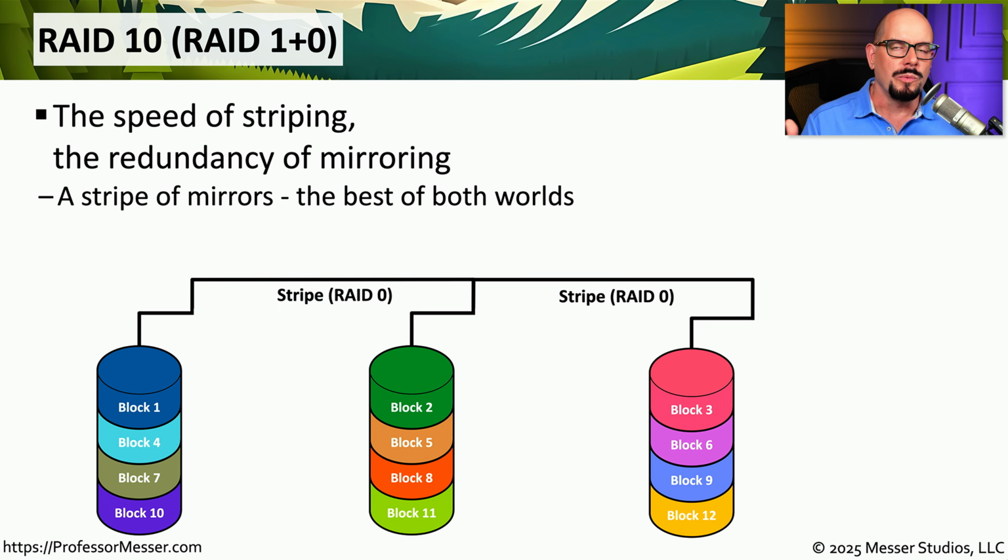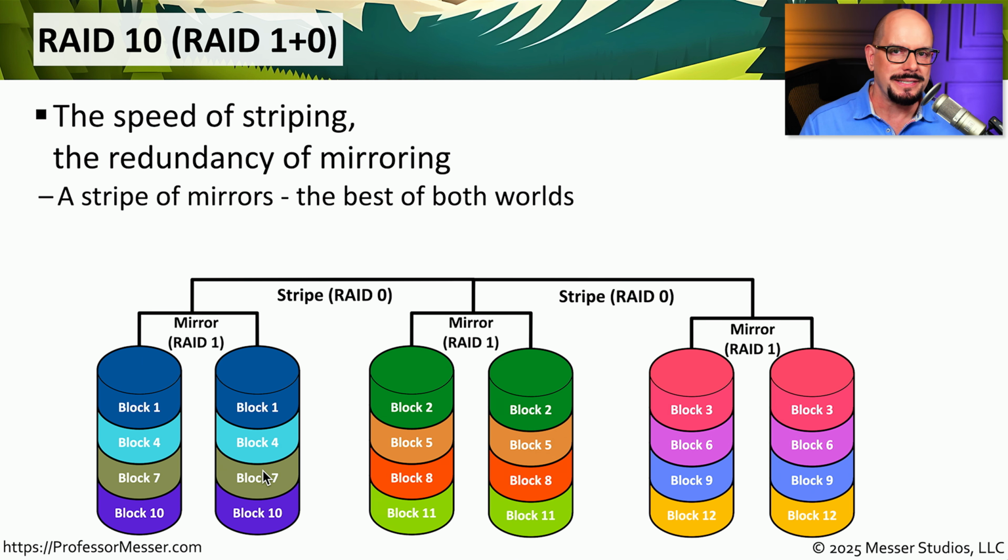RAID 10, or what we call RAID 1 plus 0, is combining RAID 0 with RAID 1. RAID 0 obviously is striping, just like we can see here. We have 3 physical drives. We've taken a single file, we've split that file up into 12 different blocks, and we've put one block on each of these drives. Because this is RAID 0, we have 0 redundancy, so if we were to lose any of these drives, all of our data would no longer be accessible.